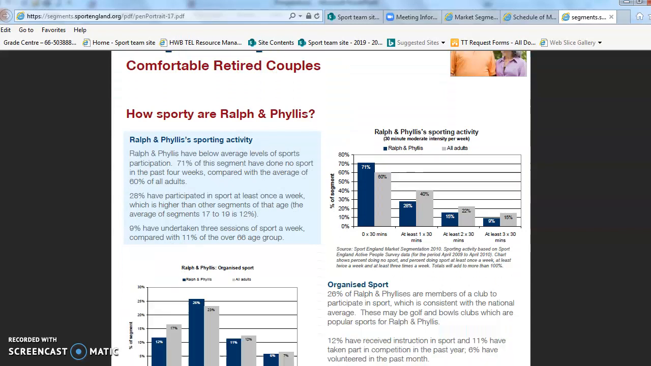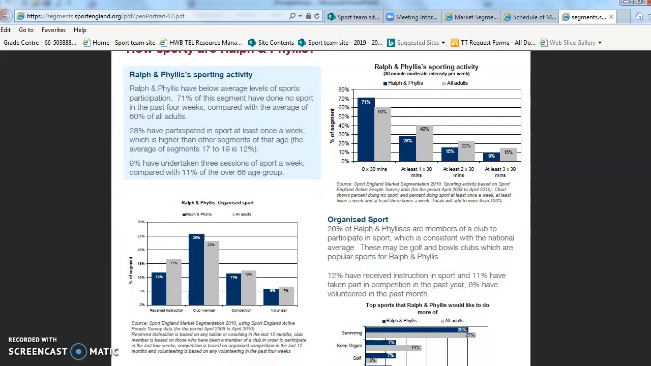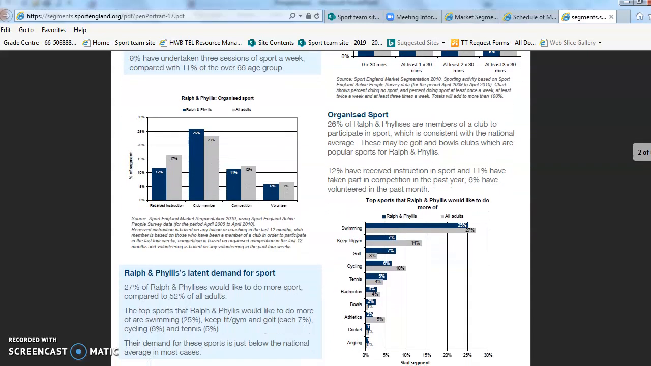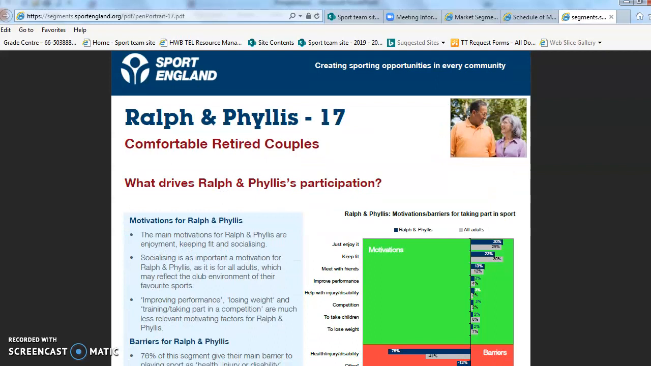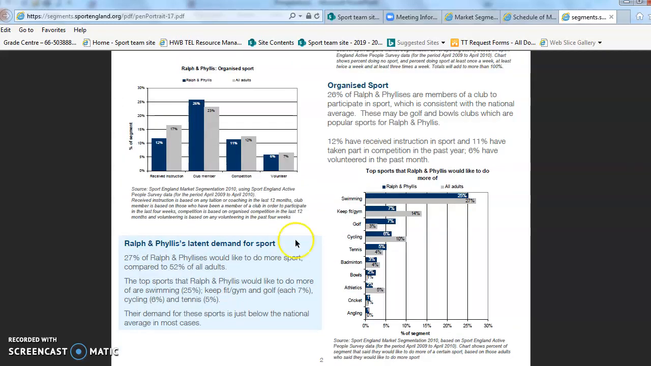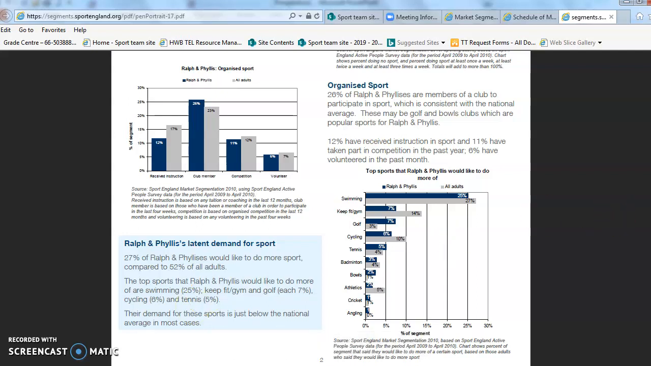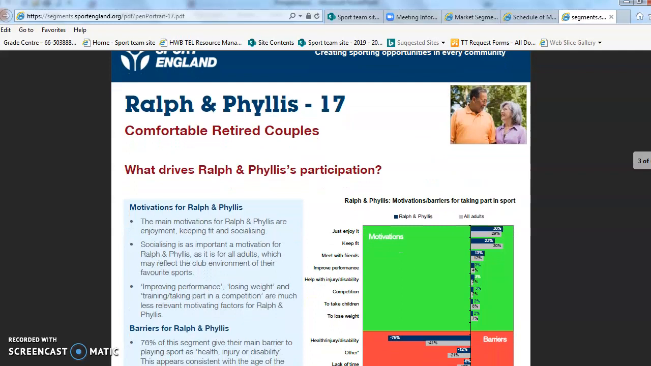It talks about the levels of physical activity that these target groups do a week, and whether it's organised sport they'd like to take part in. And then it talks to you about their latent demand. So latent demand is what they would like to do more of, compared to other people. So it's saying that 27% of Ralph and Phyllis of this target group would like to do more swimming, keep fit, golf, cycling and tennis. So that's another rationale and justification as to what they would like to be doing. So you might want to incorporate this into your assessment as well.